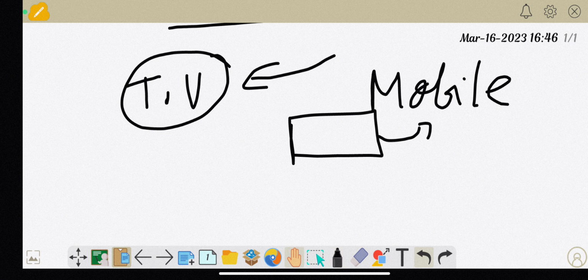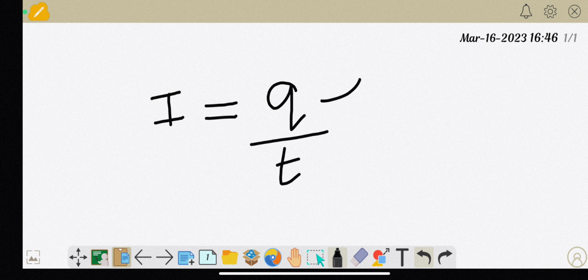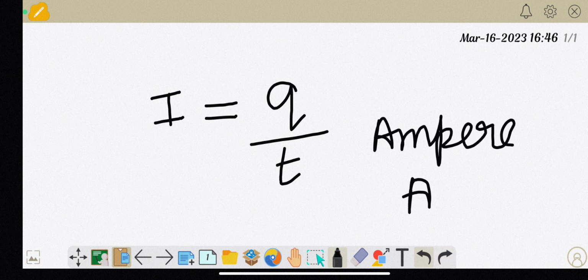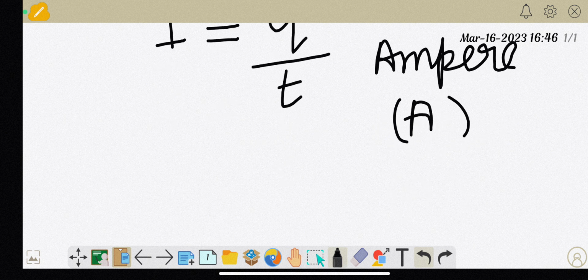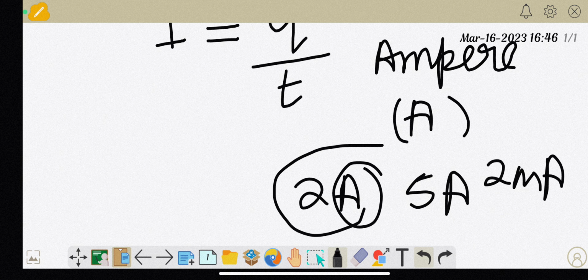Now we know what current is. Current is the rate of flow of charges. How can I write the formula for it? I denotes current. I is equal to q by t: how many charges are flowing per unit time. The SI unit for this is ampere, denoted by capital A. You say 2 ampere, or 5 ampere, or 2 milliampere. It's the unit of current.